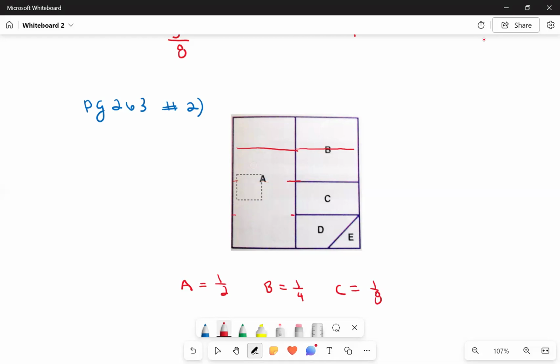And then here's where it gets fun. D and E. So D kind of starts off looking like C, but then it's like they took a corner out to get E. Now here's how I kind of like to think of it.